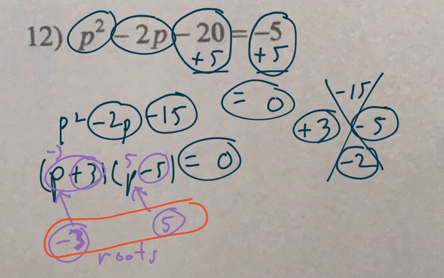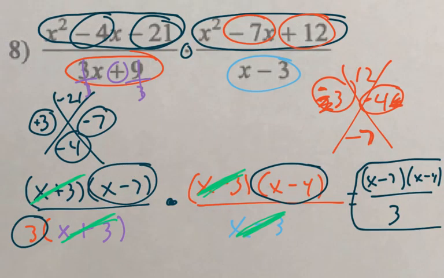And so that's how you solve with factoring. You factor it and you set each factor to 0 and solve it. Okay? I hope this helps you.